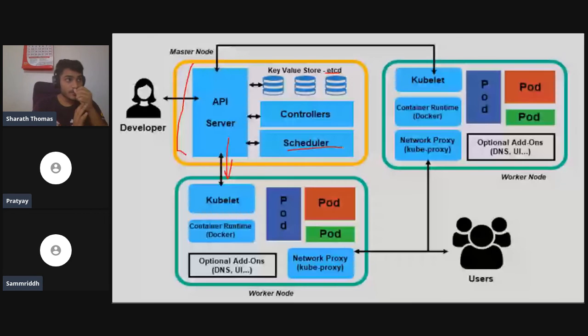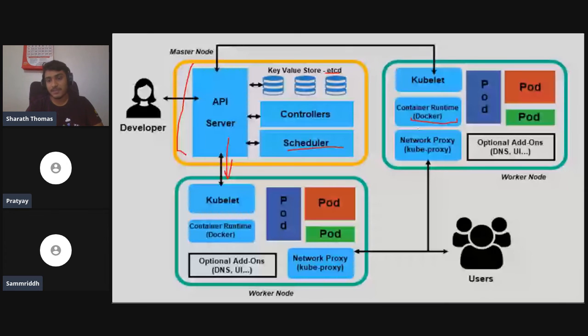Then the API server. You communicate to the Kubernetes cluster using REST API. And then again, this API server communicates with kubelet using this REST API. And each node will be having a Docker runtime. So this is like a PC. Suppose this is your PC. It will be having Docker. Then it will be having a network proxy.